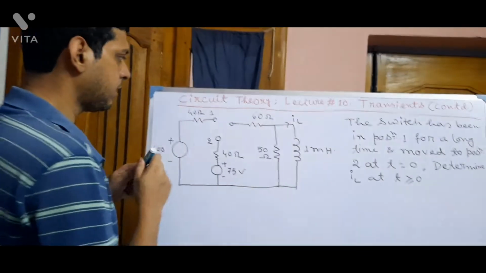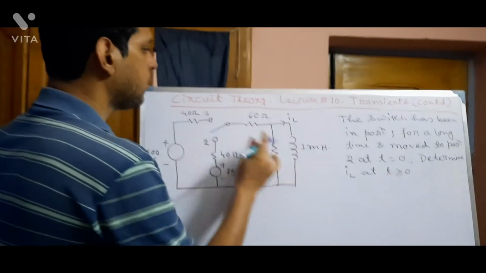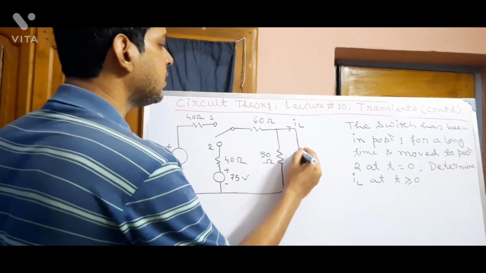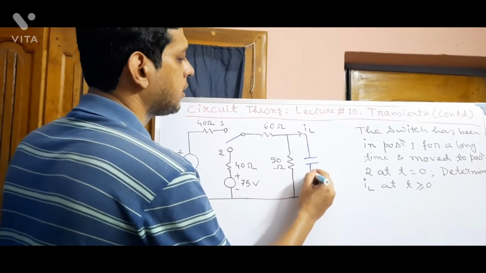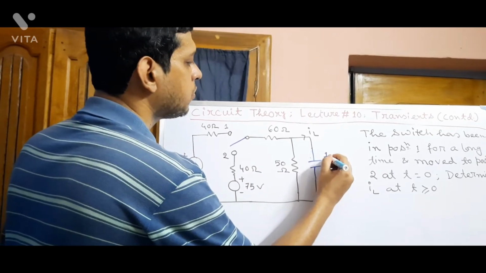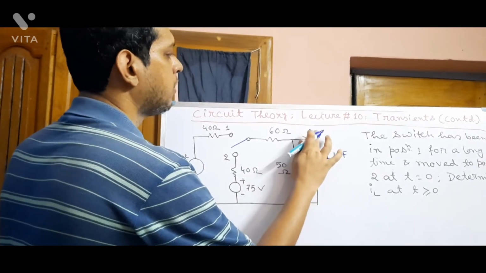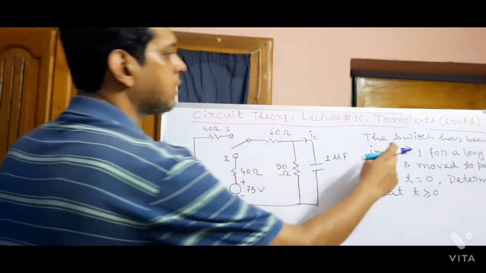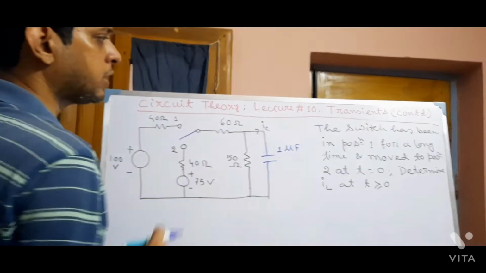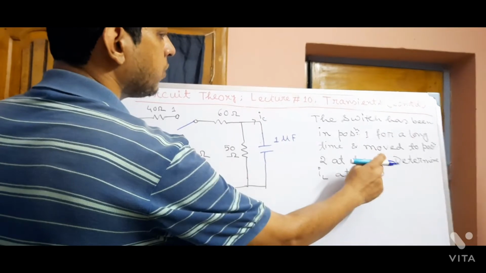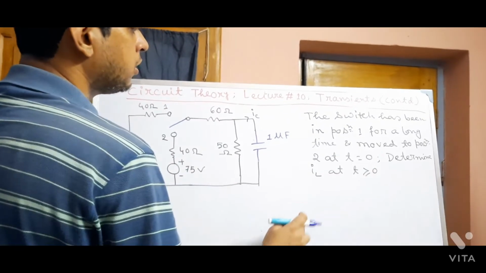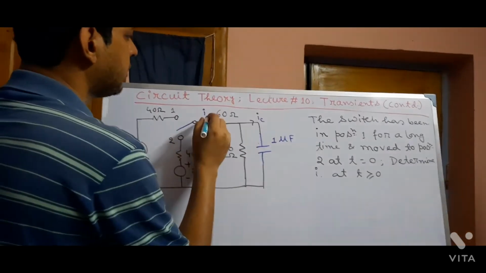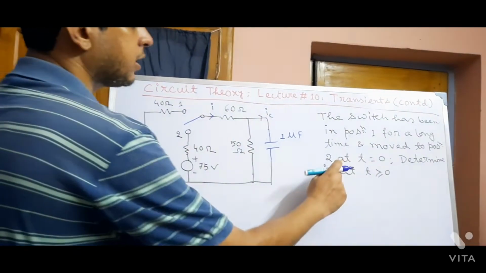Problem. That problem says that this is a circuit consisting of a single capacitor of capacitance value 1 microfarad. Now the problem statement is the switch has been in position 1 for a long time and moved to position 2 at t equal to 0. Determine IC, or let us determine I at t greater than 0.